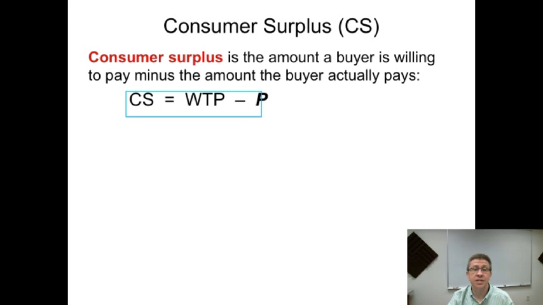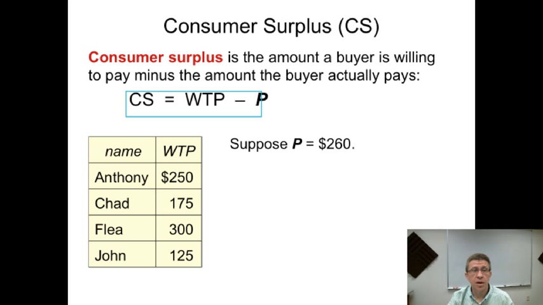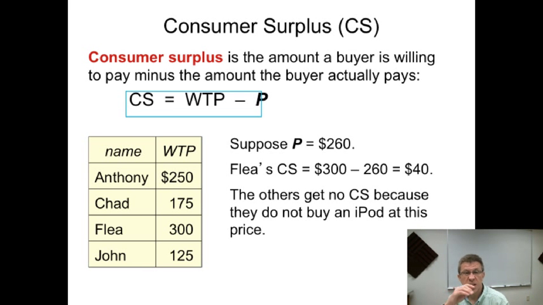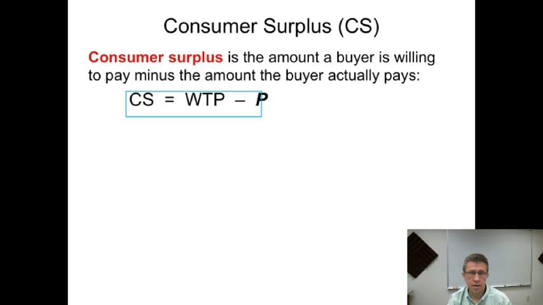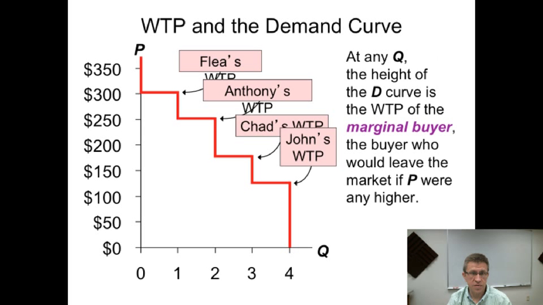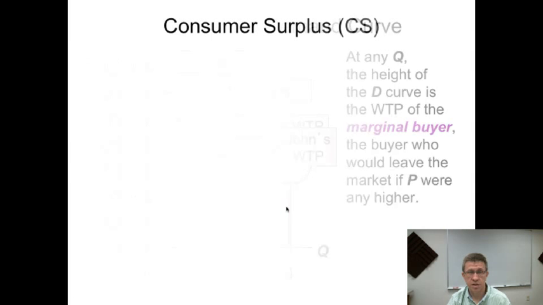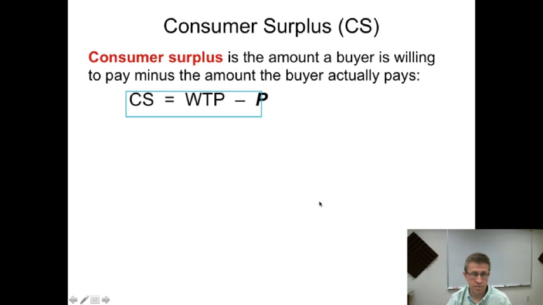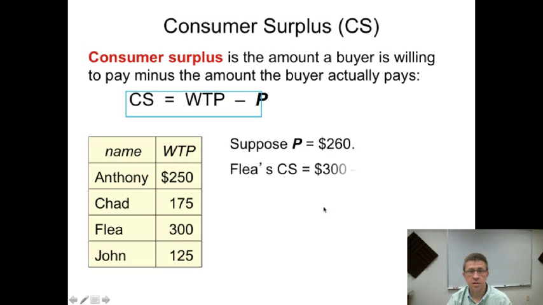So how do we translate this to consumer surplus? Well, the consumer surplus equals the difference between the willingness to pay and the price for each buyer who's buying the product. Let's go back to our previous graph. At a price of $260, only Flea is going to buy the iPod. At any price from $300 to $251, it'll be only Flea. So that's at $260.